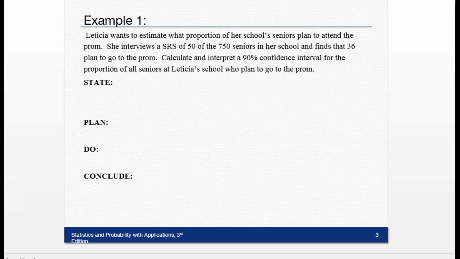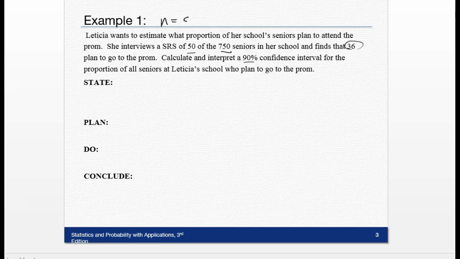So Letitia wants to estimate what proportion of her school seniors plan to attend prom. She interviews a simple random sample of 50 of the 750 seniors in her school and finds that 36 of them plan to go to prom. Calculate and interpret a 90% confidence interval for the proportion of all seniors at Letitia's school who plan to go to prom. All right, so let's identify some things.